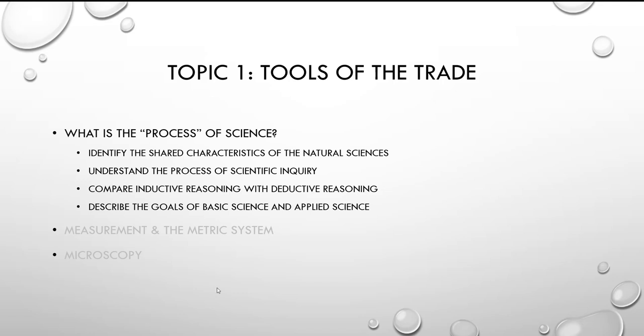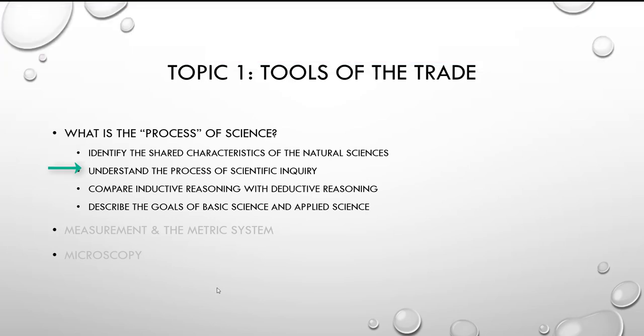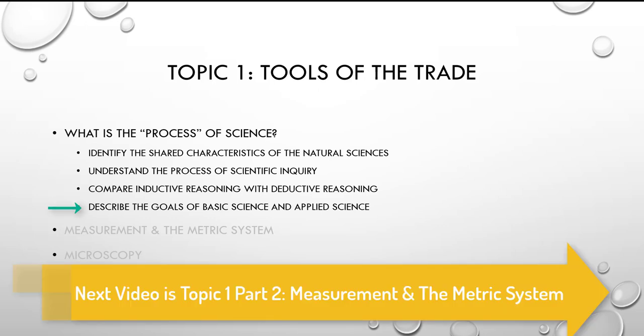So that's it for our Tools of the Trade Part 1. By now you should be able to identify the shared characteristics of the natural sciences, understand the process of scientific inquiry, compare inductive reasoning with deductive reasoning, and describe the goals of basic science and applied science. So we're done with what is the process of science. The next video will cover part 2, which is measurement and the metric system.